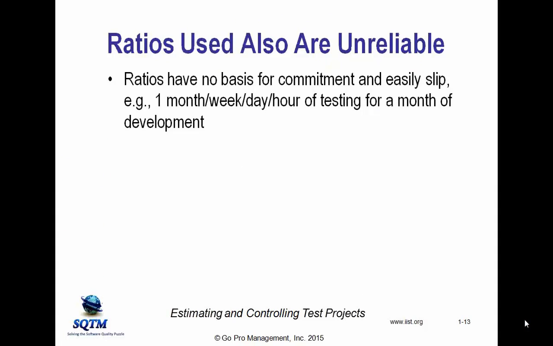Basically what happens is that when you use a ratio, there's no real commitment to the testing estimate that comes out of the ratio. And it's real easy when you get squeezed to say, well, I need a month of testing for a month of development. Well, no, I don't have that time. I'll do a week of testing for a month of development. Well, I don't have that. I'll do a day of testing for a month of development. I'll do an hour of testing for a month of development. It's real easy to slip your basis.